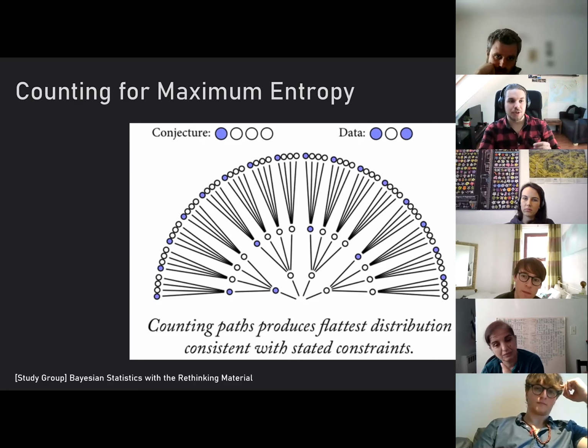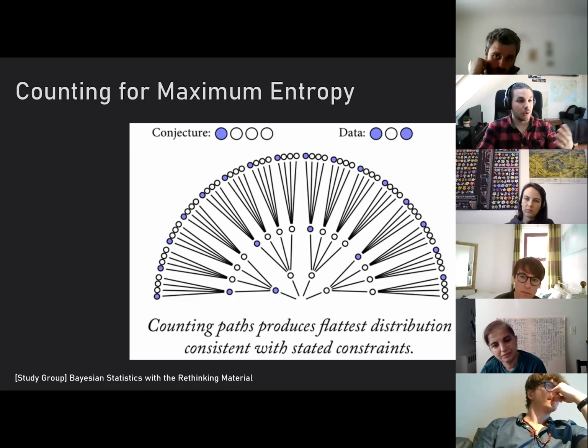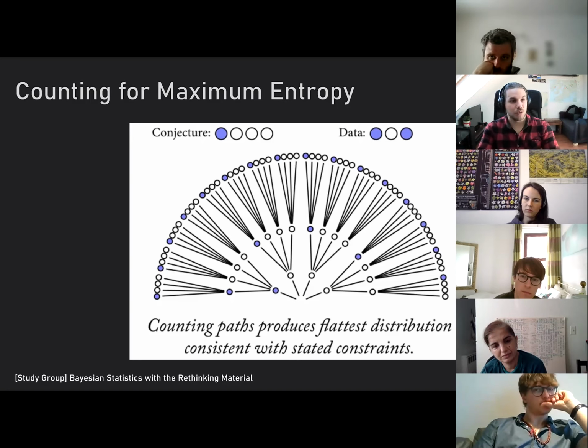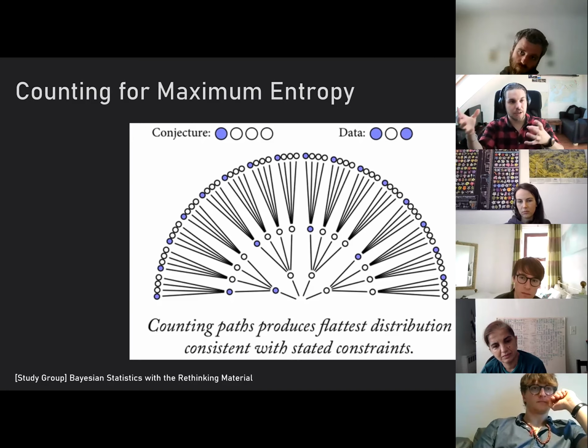If we were to count all of the different ways in which we could get 2 blue marbles, 1 white marble from a bag with 2 blue marbles and 2 white marbles instead of 1 to 3, we would have a flatter distribution still, because now there are more ways that we would count to get to the outcome. And we can do that for all of our different conjectures to get to our output, which is constraining the paths that we count. And then we can simply take the conjecture that had the most counts associated with it, because that gives us the flattest distribution.